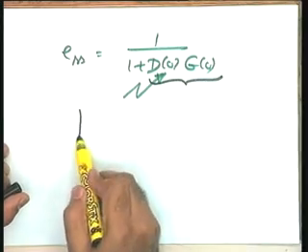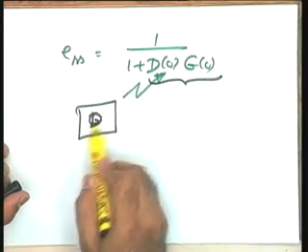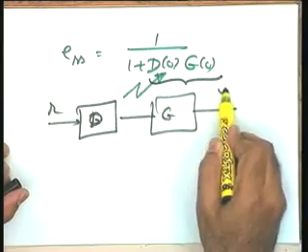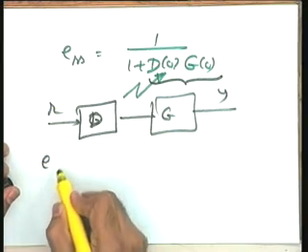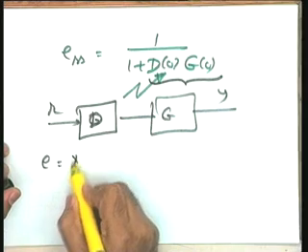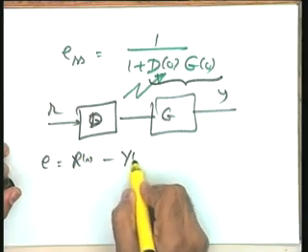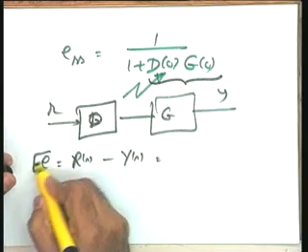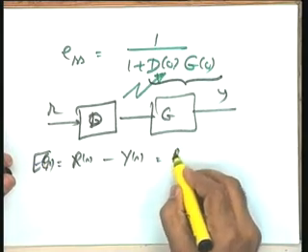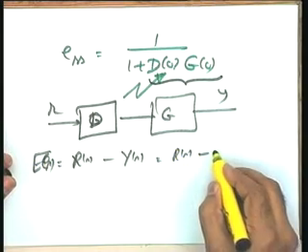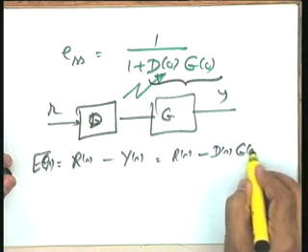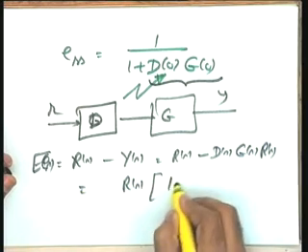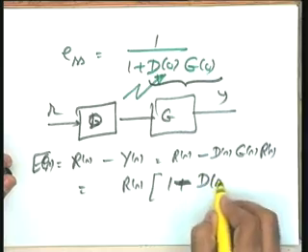Now just let us compare this situation with an open loop situation. Help me here also, R and Y. What is the steady state error? E is equal to R(s) minus Y(s). Input minus output is the error. E(s) is equal to R(s) minus D(s)G(s)R(s), which is equal to R(s) into 1 minus D(s)G(s).